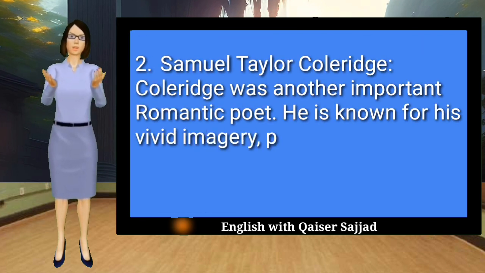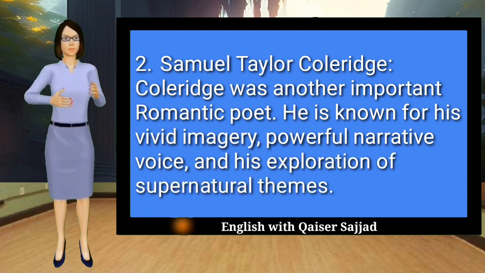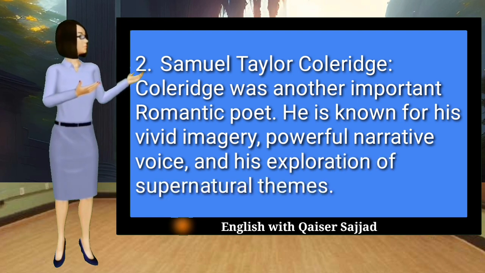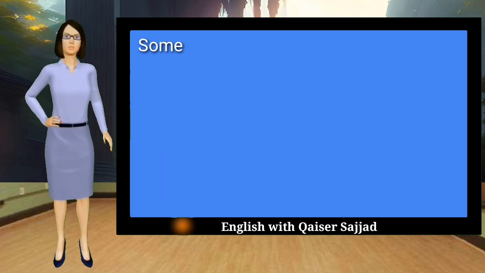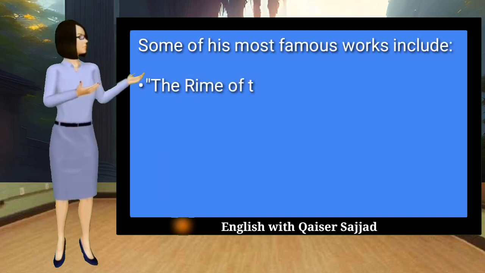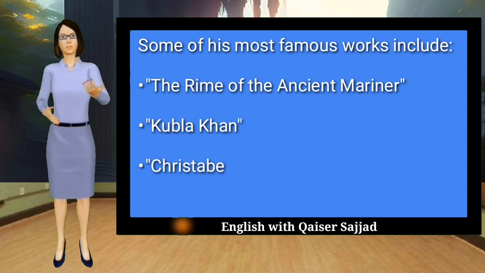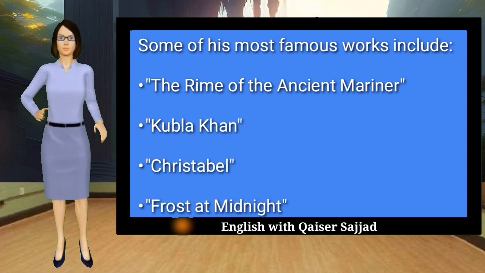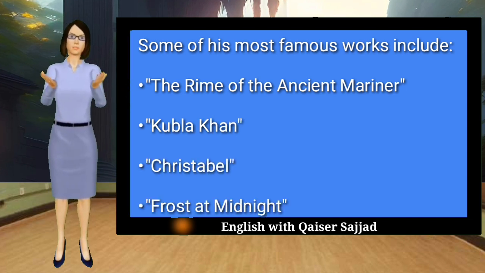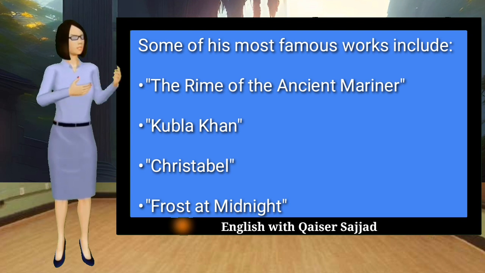Samuel Taylor Coleridge. Coleridge was another important Romantic poet. He is known for his vivid imagery, powerful narrative voice, and his exploration of supernatural themes. Some of his most famous works include The Rime of the Ancient Mariner, Kubla Khan, Christabel, and Frost at Midnight.